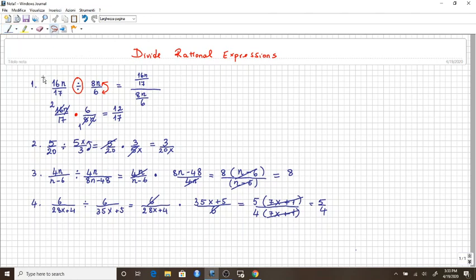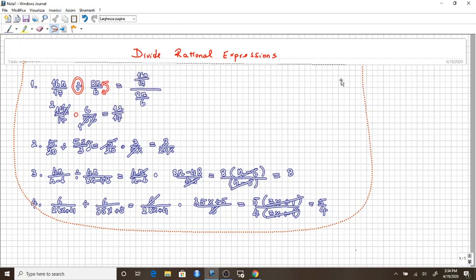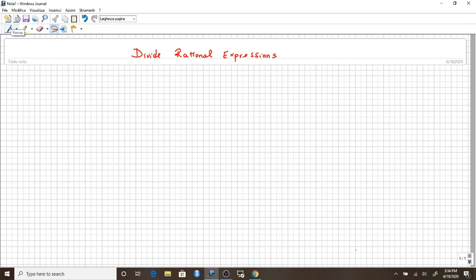Okay. Now let's take a look at something a little bit more challenging. So we have b squared minus 2b minus 15 over 8b plus 20. And now we want to divide this by 2 over 4b plus 10. Okay, so what should we do?